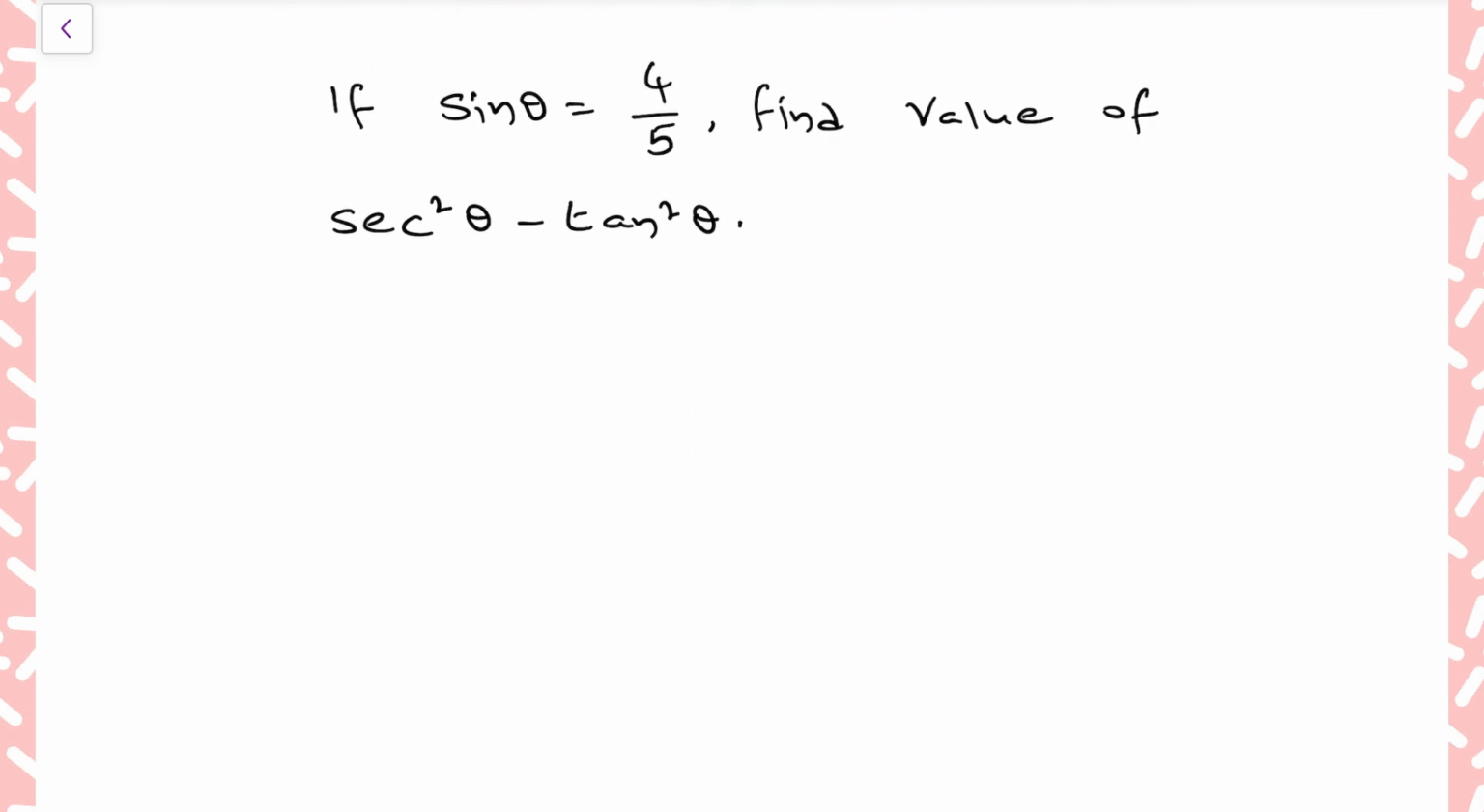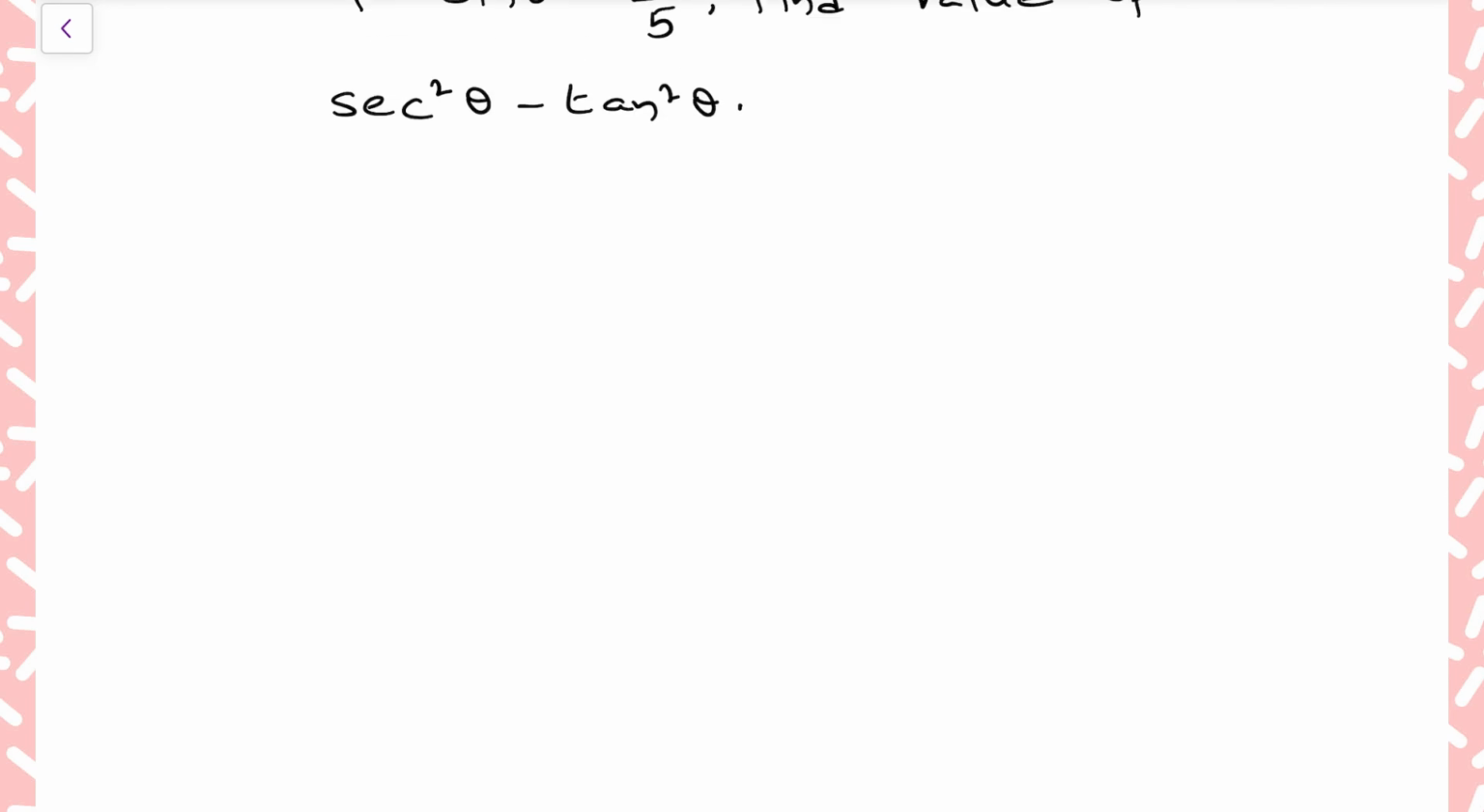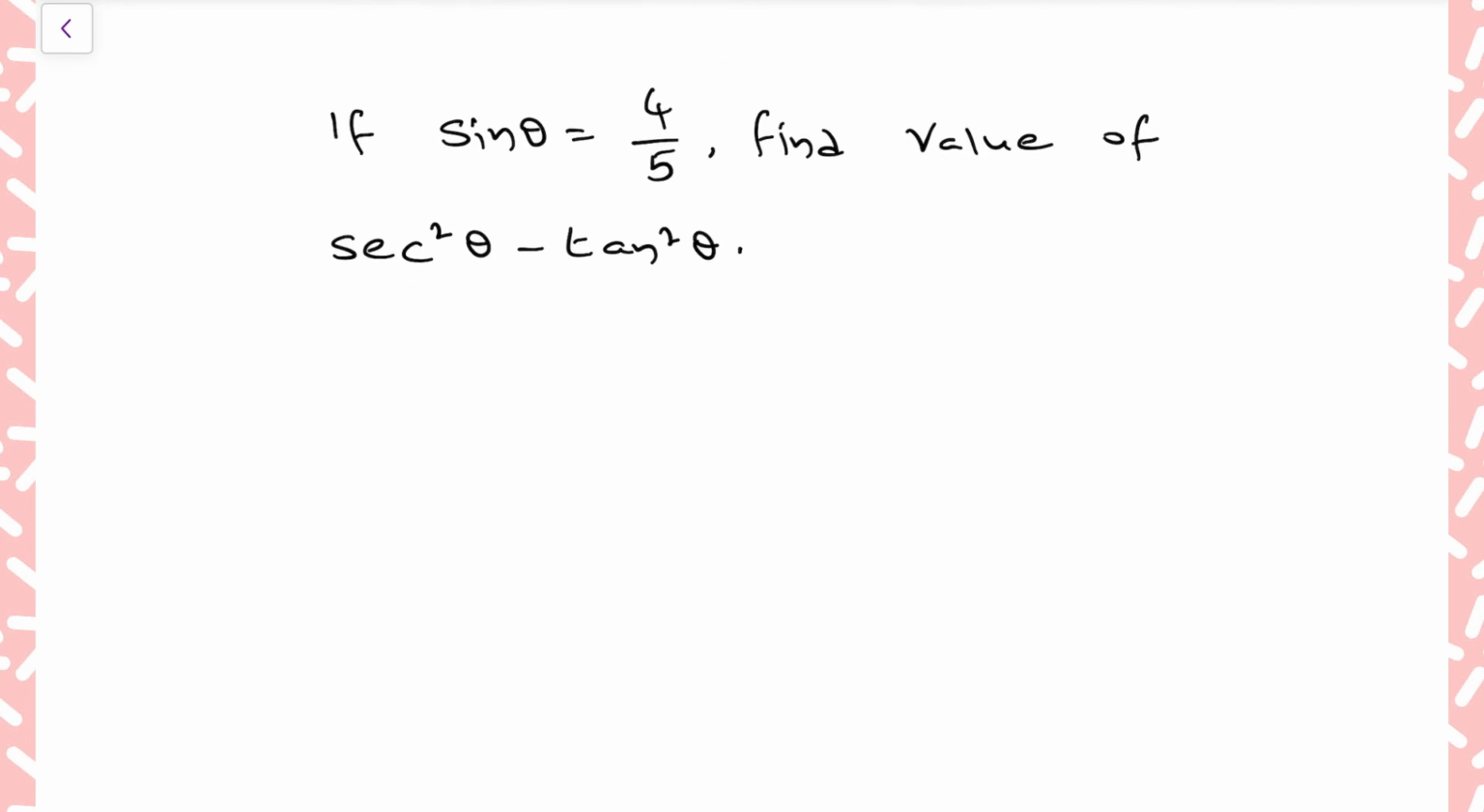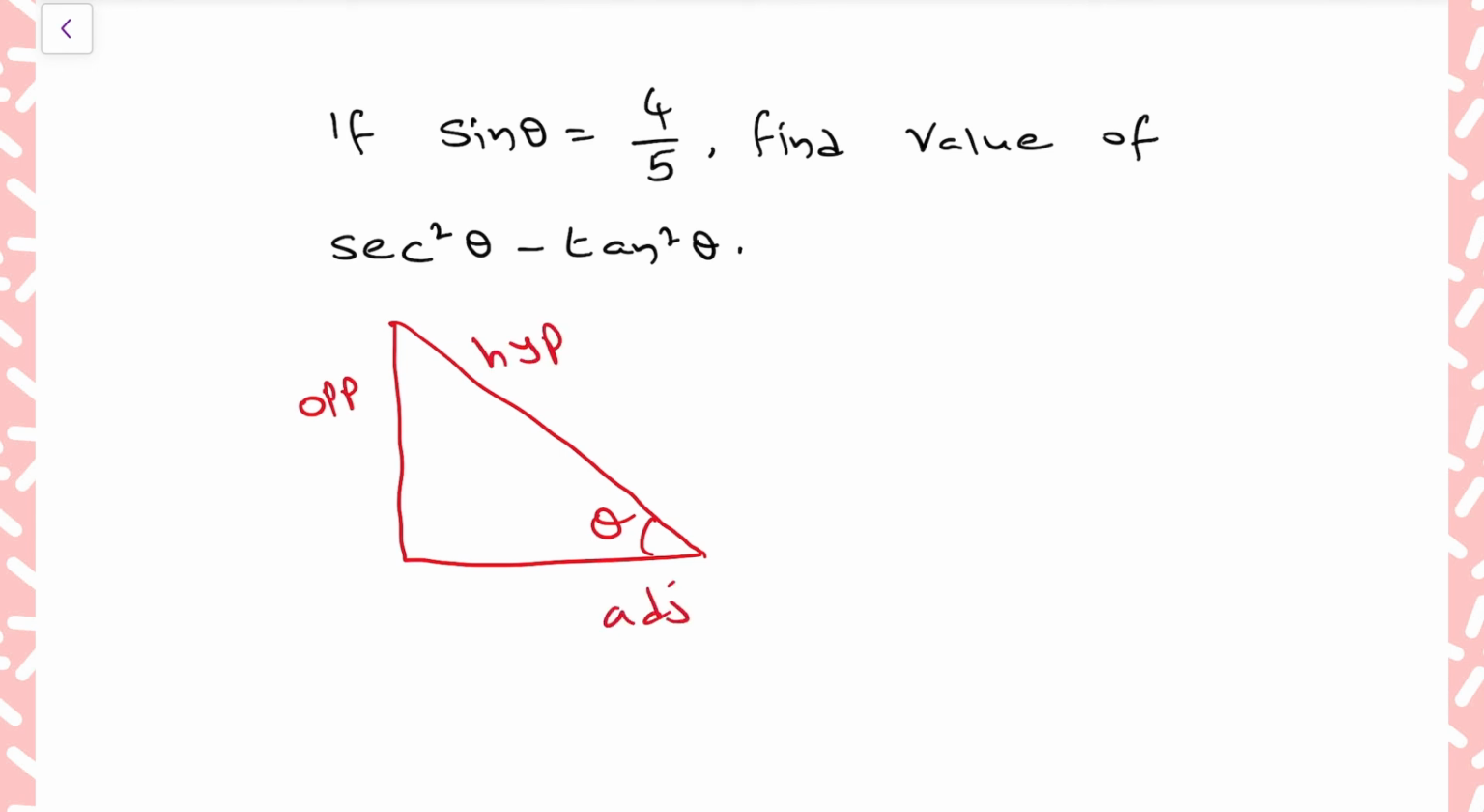Next, if sine theta equals 4 by 5, then find the value of secant square theta minus tan square theta. Sine theta is given as 4 by 5. So draw a right angle triangle. This I am taking as theta. If that is theta, then this will become the opposite side and this becomes the adjacent side. This will be the hypotenuse. Sine is nothing but opposite by hypotenuse. So this is 4 and this is 5.